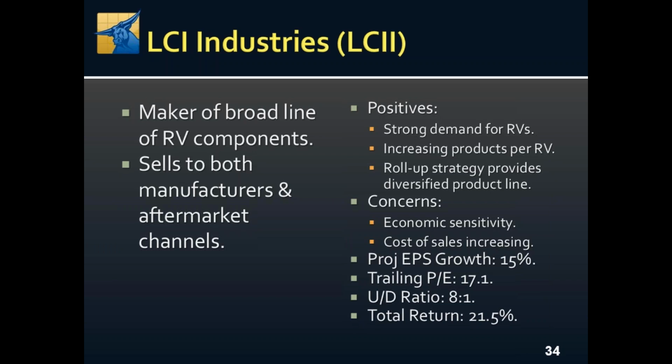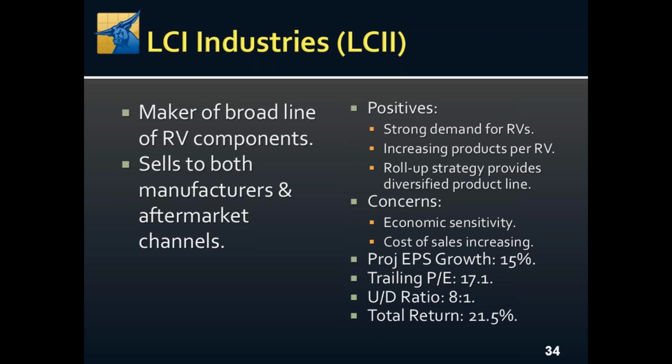This company makes a broad line of RV components used in both motorhomes as well as fifth wheel trailers. They sell both to manufacturers and in the aftermarket, and they've been aggressively expanding by acquiring other smaller businesses to add to their product line. And they have a goal of increasing the total value of their products that go into the average new RV made in America today. And so on a quarter-by-quarter basis, they're tracking that, and they're actually making a lot of progress there.